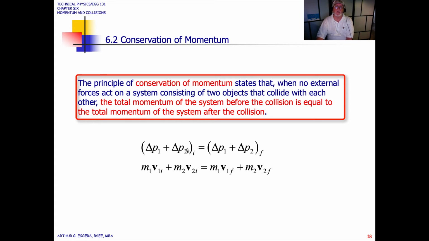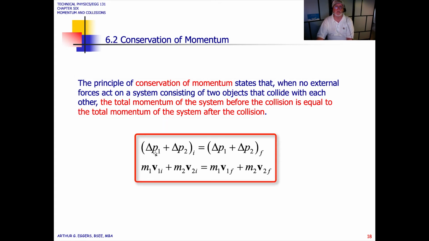So again, we pull in some of our relationships. The momentum 1 plus the momentum 2 initial is equal to the momentum 1 plus the momentum 2 final. And then we can expand those. You'll see in every case we've got initial, initial, final, final. Before, after, no external forces.